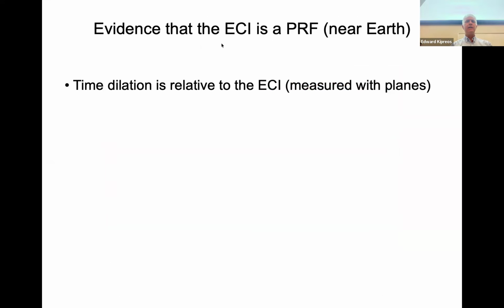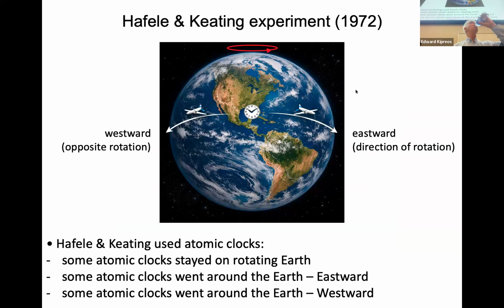Okay, so what's the evidence that the ECI is a preferred reference frame near the Earth? So one is that time dilation is relative to the ECI, and that was measured with airplanes. So in 1972, Hafele and Keating did their famous experiment where they took atomic clocks in the US, and they had lots of atomic clocks, and they took some of them and put them on a plane that's going to go eastward.